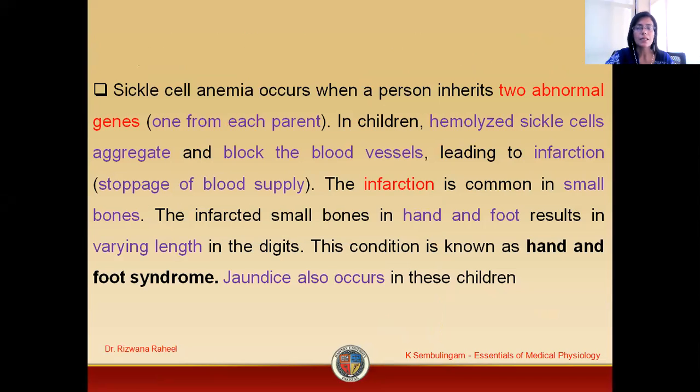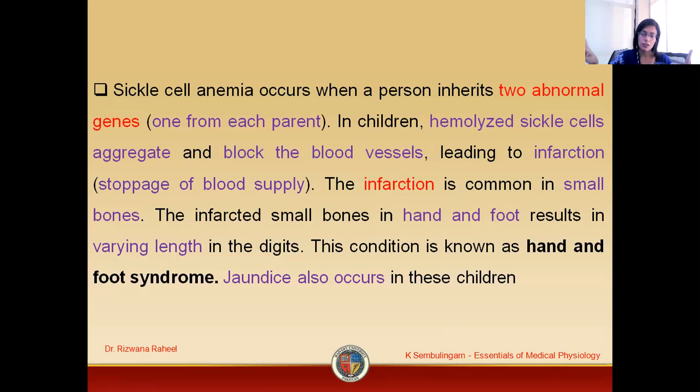Now these sickle cells have the ability to block the blood vessels. These blocked blood vessels can lead to infarction, and we know infarction is stoppage of the blood supply. That infarction will particularly be common in small bones, particularly of the hand and the foot. Ultimately, there is a possibility of varying lengths of the bones of the hand and the foot. There will be varying length in the digits.